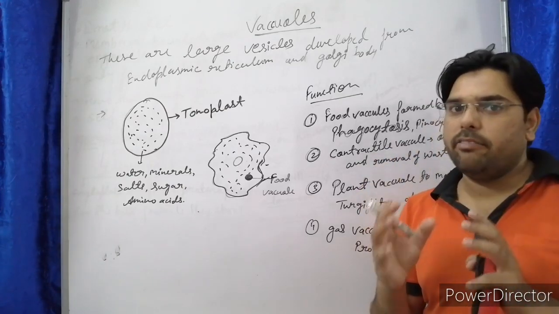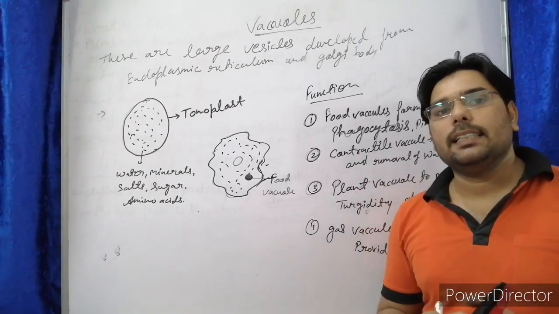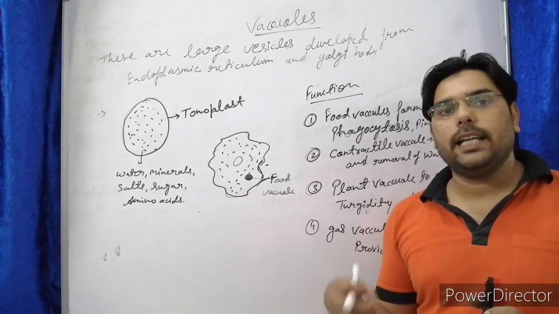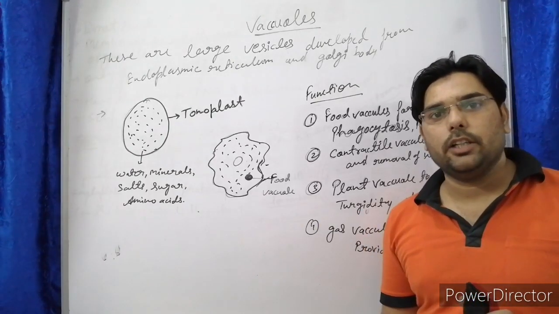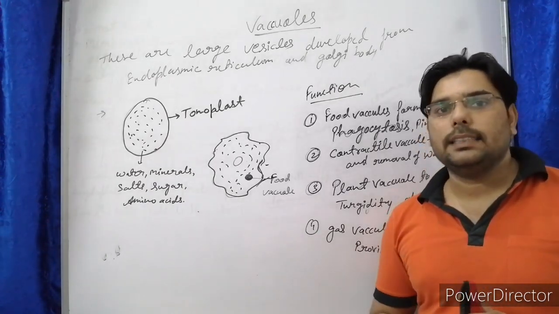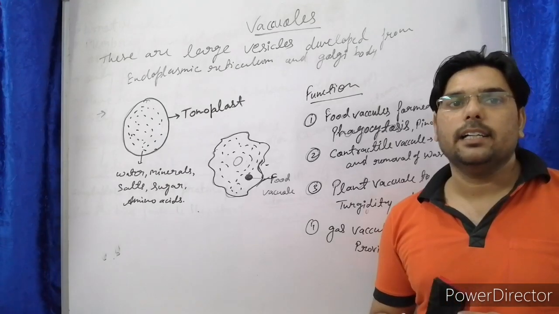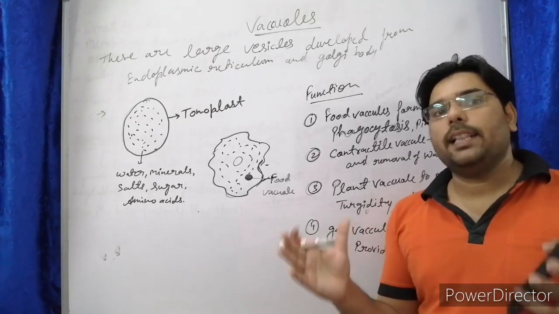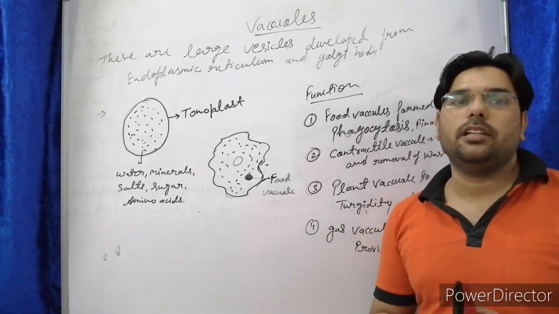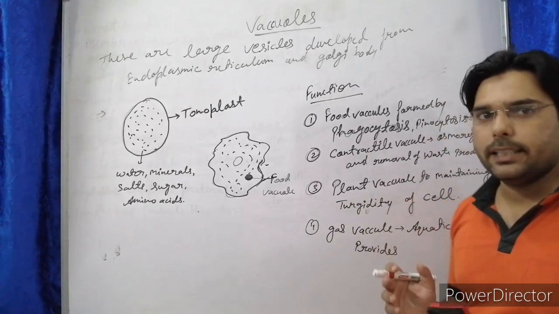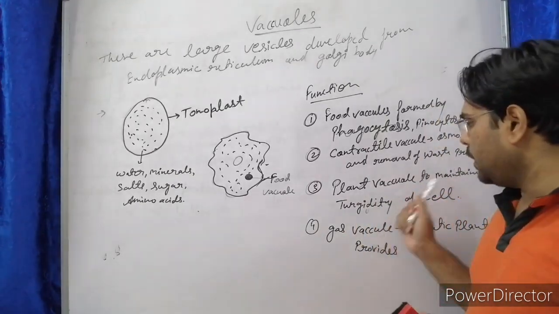Okay, students. And when the water inside the cell gets reduced, when the cell is placed into a hypertonic solution, these vacuoles release the water into the cell and hence maintain the turgidity of the cell. Okay, it does not allow the cell to swell, it does not allow the cell to shrink. It maintains the osmotic pressure, it maintains the turgidity of the cell in the plant cell.